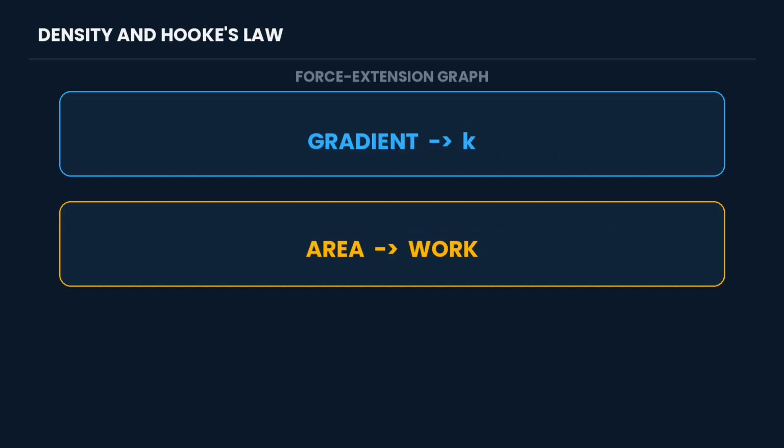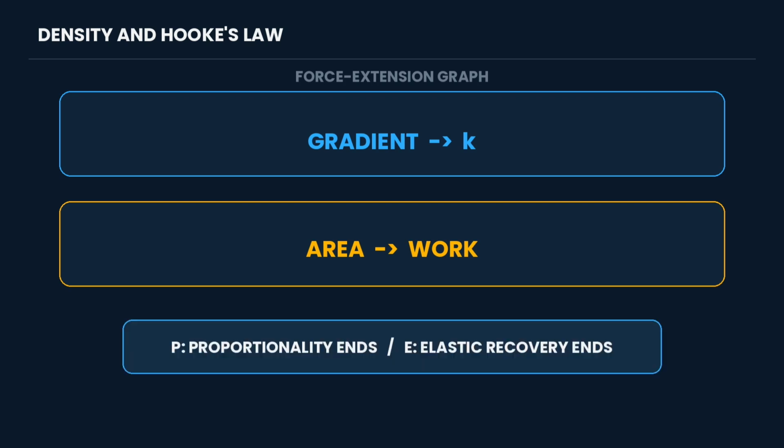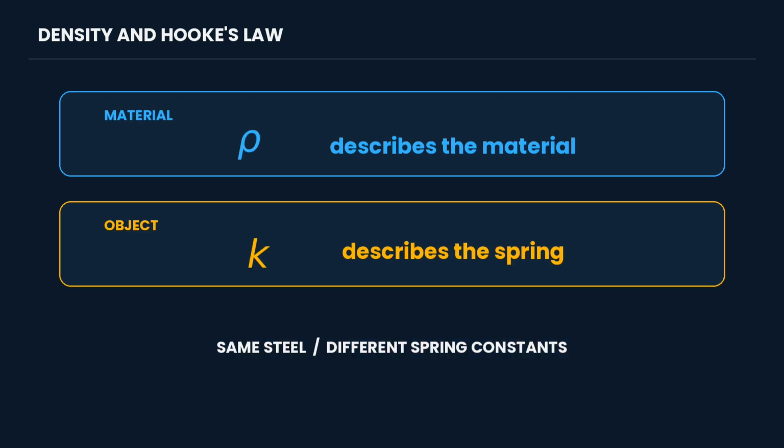On a force extension graph, gradient gives K, area gives work, proportionality ends at the first limit, and then reversibility at the second limit. The two springs have the same material density, but different spring constants.